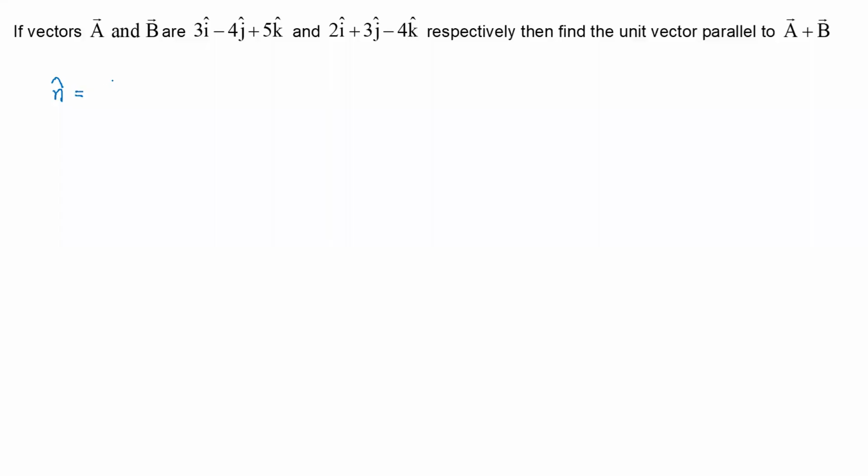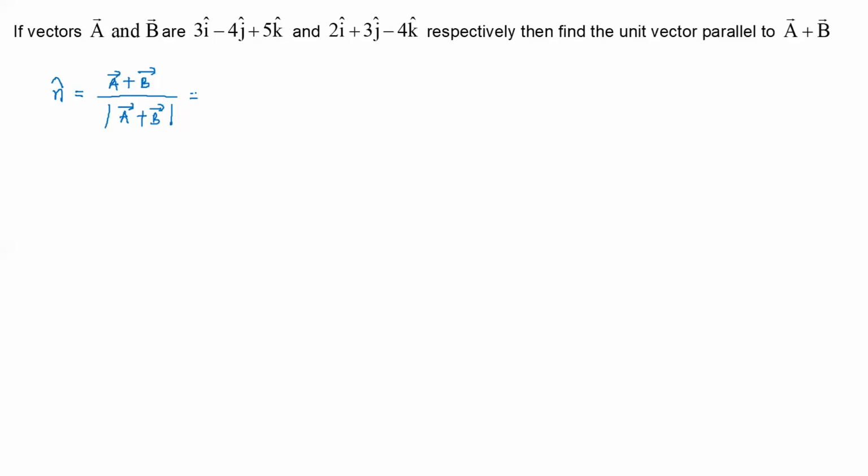Friends, you know the unit vector A cap, when we were studying, what is a unit vector? Vector divided by magnitude of the vector. That means if I want to find the unit vector of the addition of A plus B, then what I have to do is A plus B divided by magnitude of A plus B.